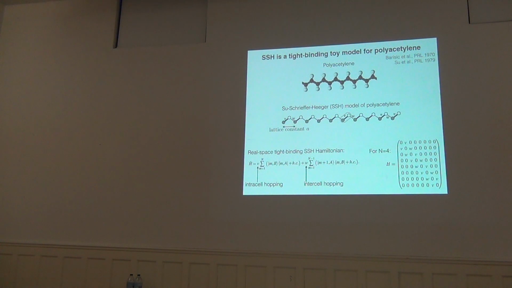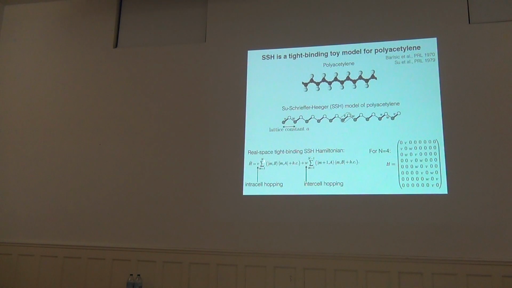Okay, and so if I want to write up the tight-binding Hamiltonian, this is how it looks. This is what we call the real space tight-binding Hamiltonian. So it has two sums. The first sum is the intra-cell hopping. So if I look at my unit cell, I can have hopping between A and B sites, gray and white sites, and the hopping amplitude is V. And so that's encoded in this first sum, right?